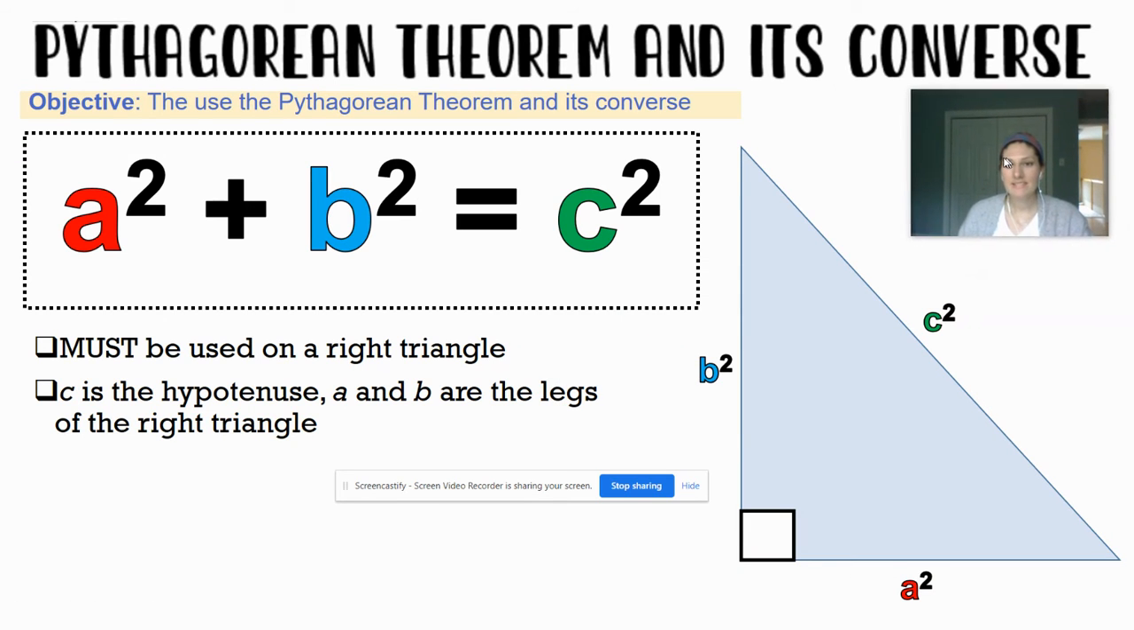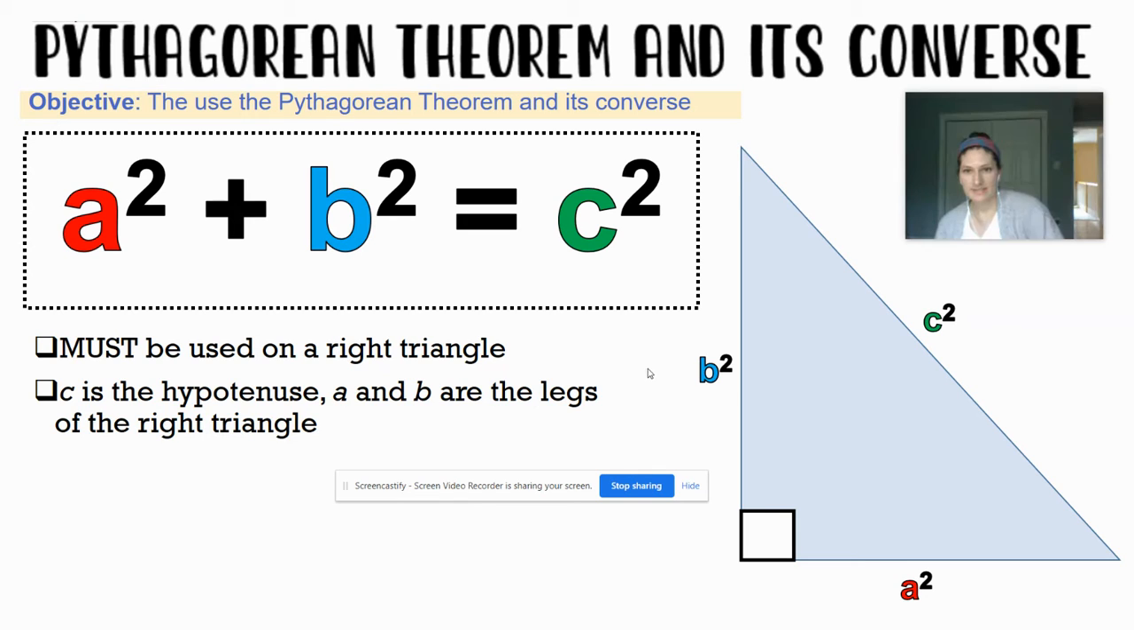The second half of today's lesson is on the Pythagorean theorem. So this you would have encountered in middle school. It is a theorem that only works on right triangles, so it has to be a right triangle. And it's a squared plus b squared equals c squared. C squared has to be the hypotenuse. It has to be that longest side. It has to be the side across from the right angle.